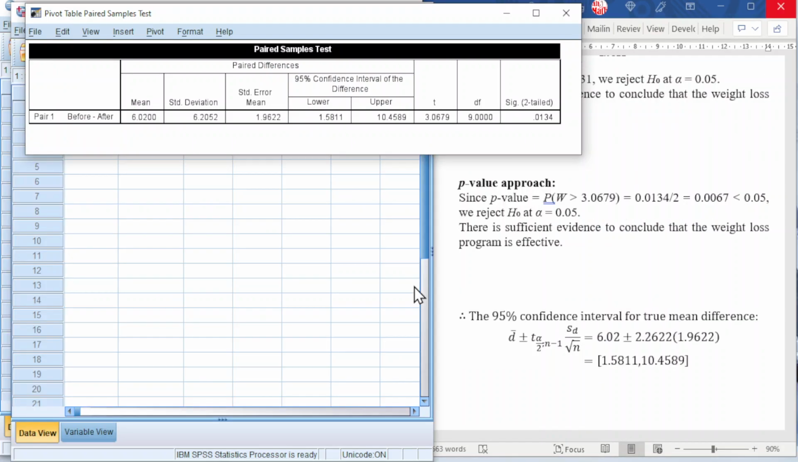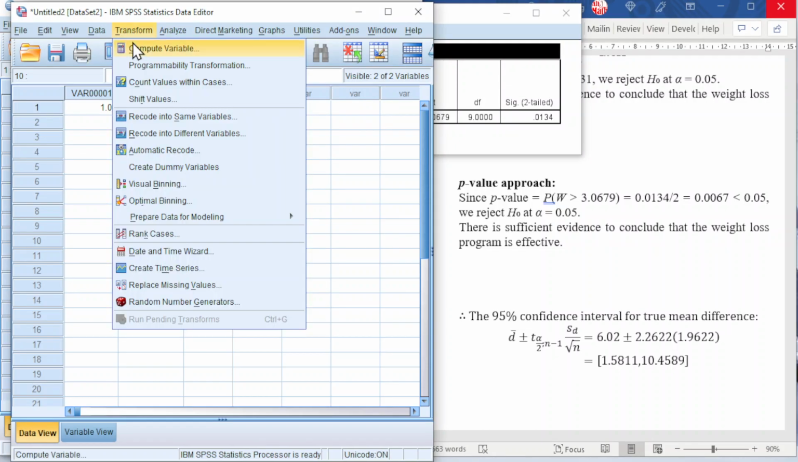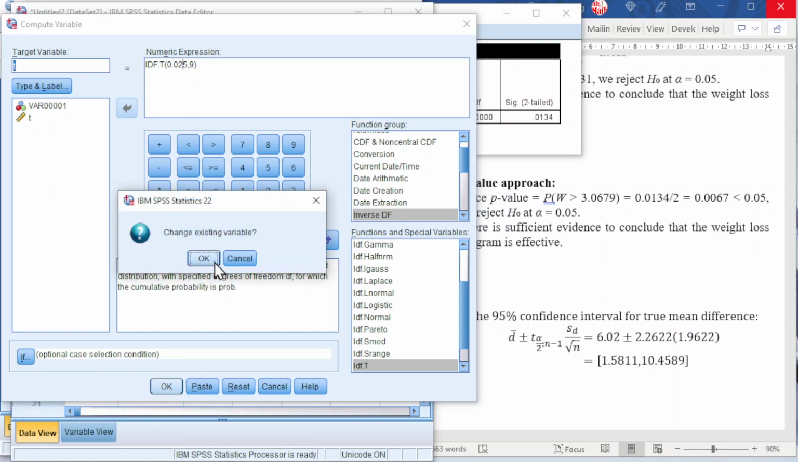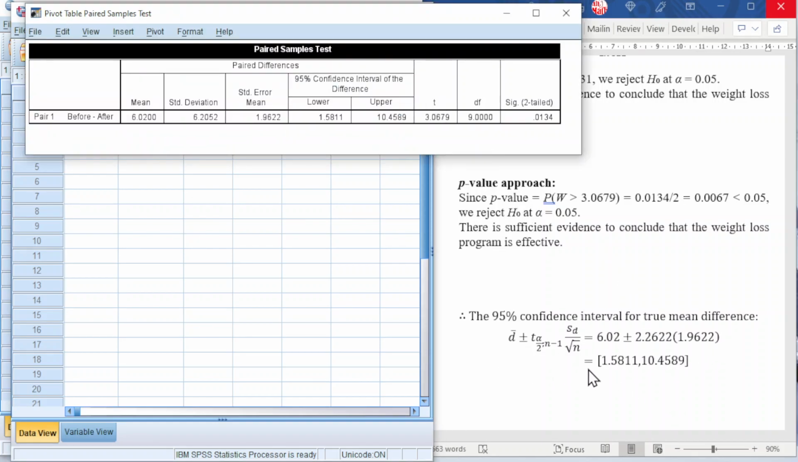If we are asked to verify the confidence interval of the difference, what we need here is the t-value. Let's go back to the data book, go back to Transform, Compute Variable, and this time we should take alpha over 2 since this is a confidence interval. Click on OK and we should obtain the value that we want. From here we can see that we have negative 2.2622 rounded to four decimal places. Substitute the values that we have obtained from SPSS. We should obtain exactly the same confidence interval.